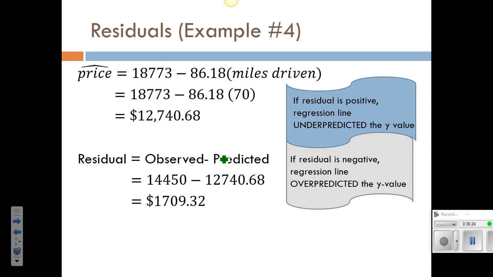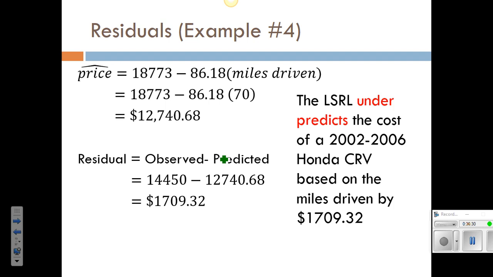So I have a question. What did we do here? If we have a positive residual, did we under or over predict? So we are going to say here that our least squares regression line underpredicts the cost of a 2002 to 2006 Honda CR-V based off the number of miles driven by roughly $1,700. So our model underpredicted.